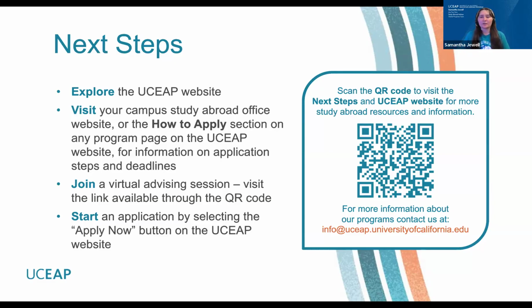One, how do we know which programs have two applications? Usually in the application requirements, it'll say something about a host university application. Sometimes universities change their processes in the middle of the year, and occasionally we'll have a program that just needs a host institution application.